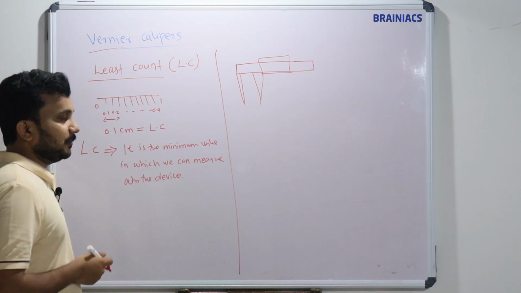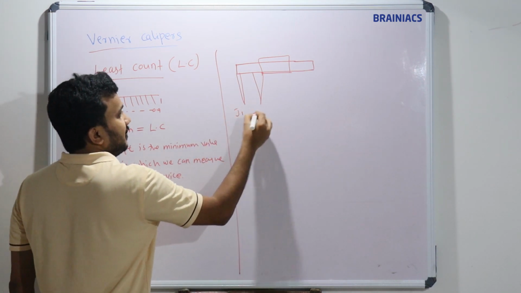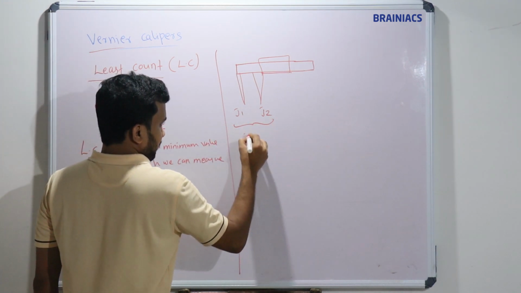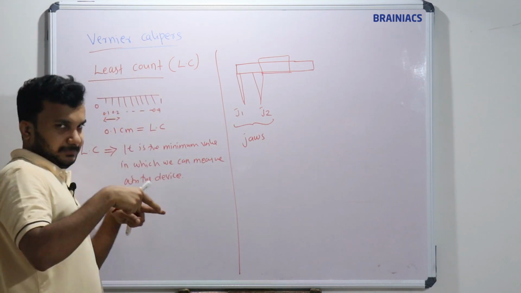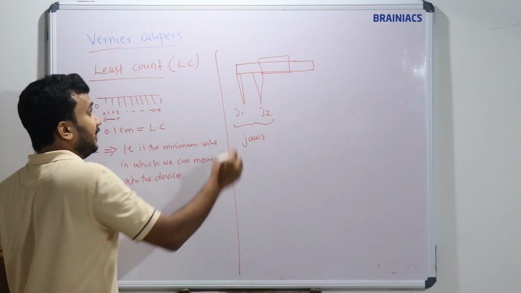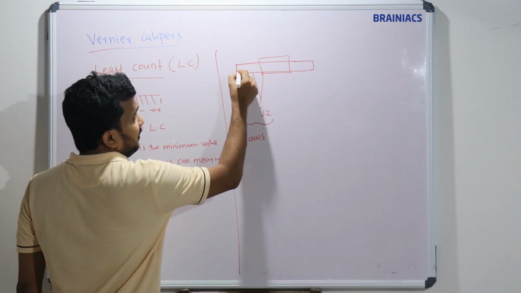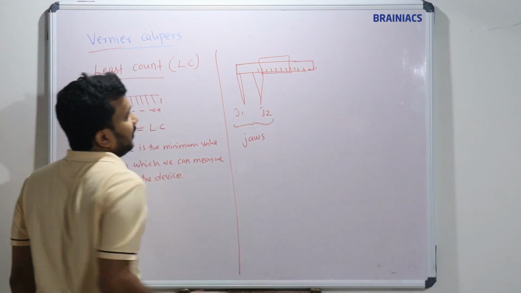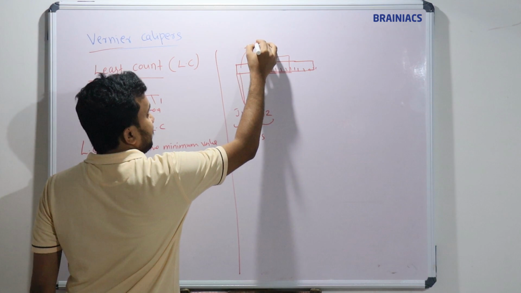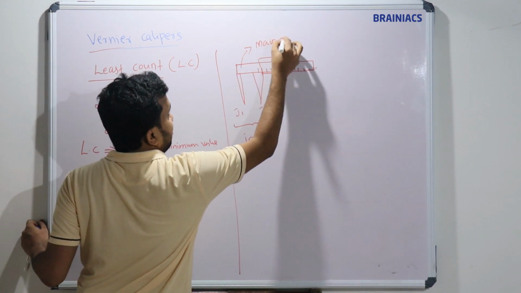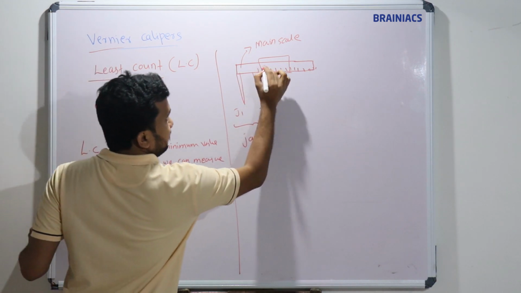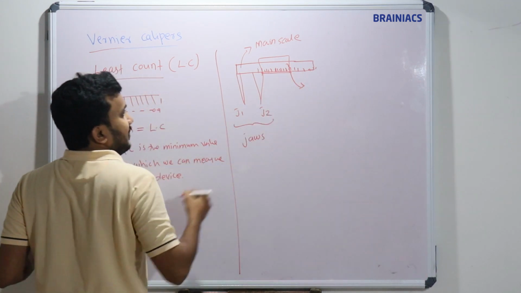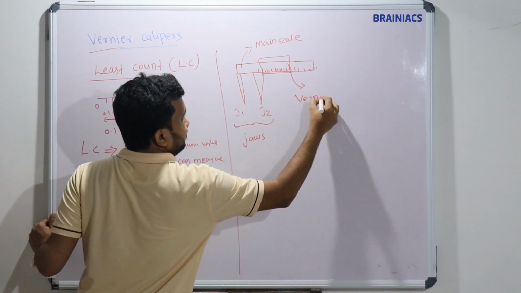Listen very carefully to the board. This is called J1 and this is called J2. These two are called jaws. Jaws means like two teeth. And here we have a scale, which I will mark in a rough way. This bigger scale is called the main scale. And we have this small box, which also has a scale, and this small scale is called the vernier scale.